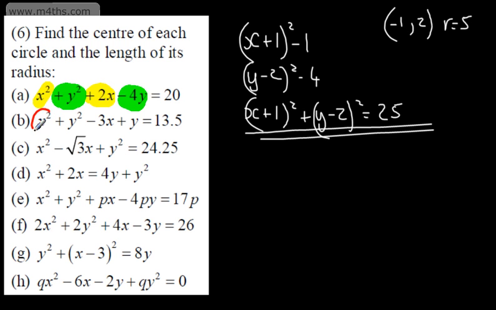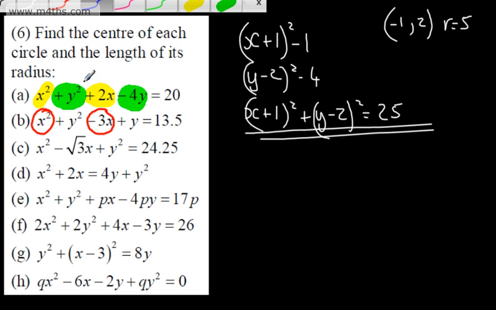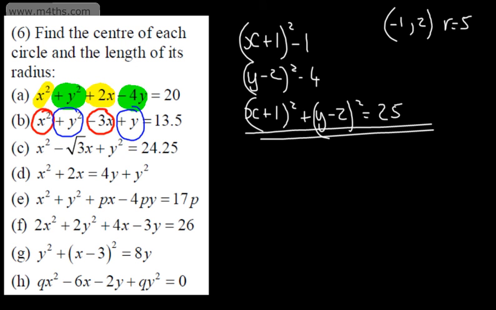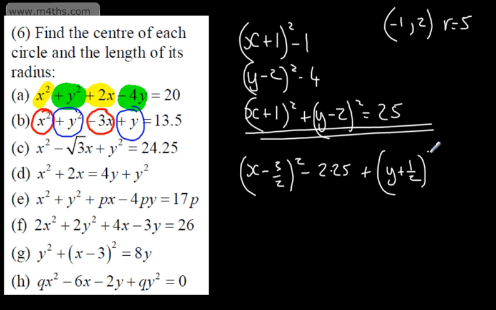Okay, let's put a circle around the x's there, and then get a different colour and put a circle round the y's. So I'm going to complete the square on this right here. So let's go ahead and do that. So we'll have now x minus 3 over 2 all squared minus 9 over 4. 9 over 4 is 2.25, and then we're going to have plus y plus 1/2 all squared minus a quarter, which is 0.25, and that is going to be equal to 13.5.